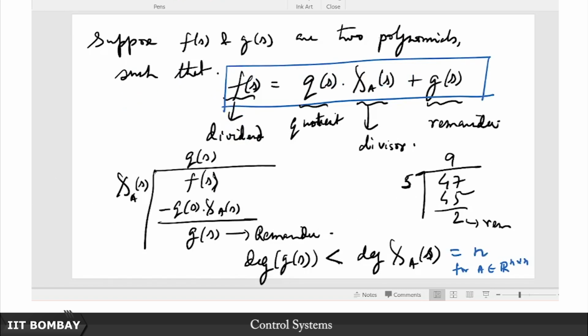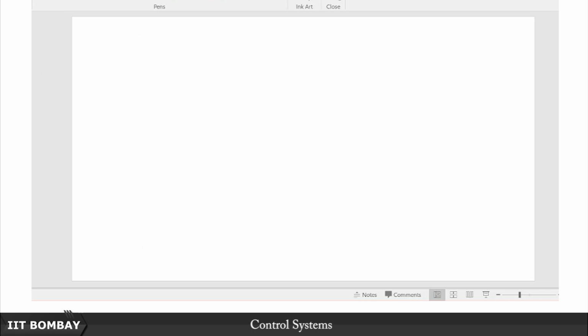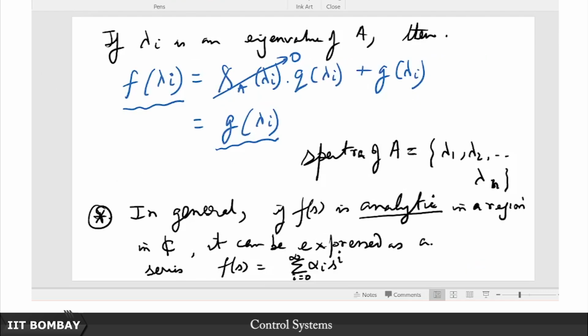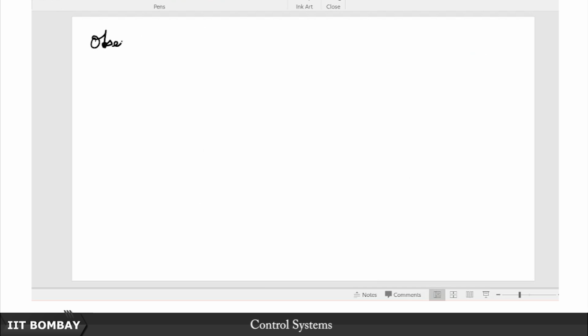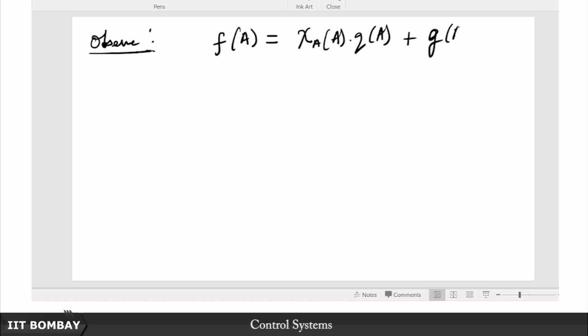observe now, so this is it. Suppose you have f of A, now you are passing this matrix as the argument. f of A is given by chi of A times q of A plus g of A.